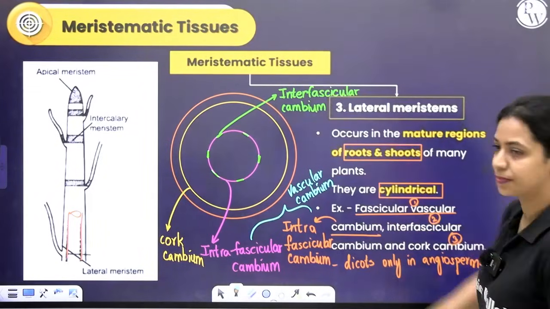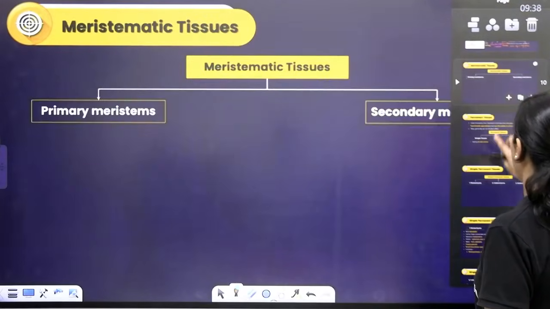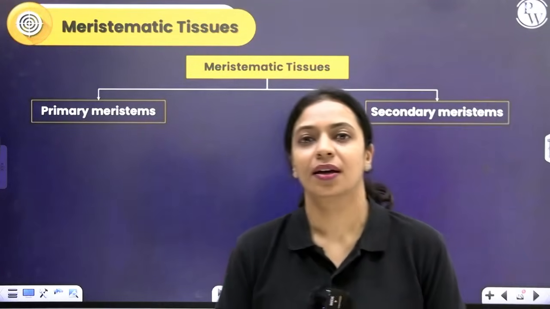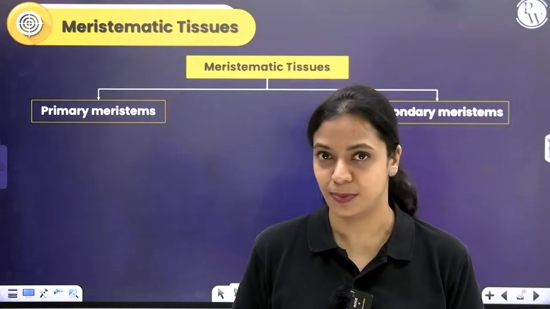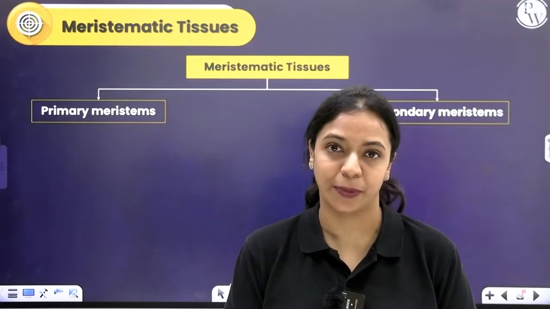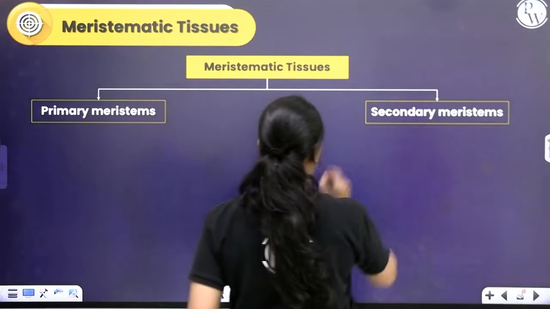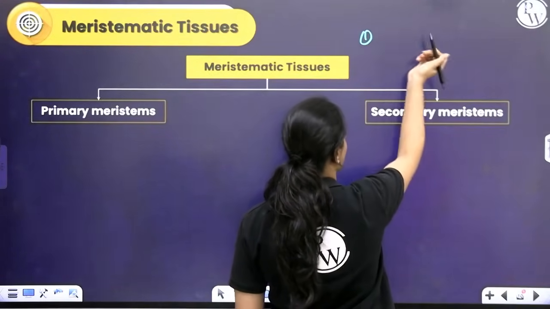Okay, now I told you there's another way of classifying meristematic tissue. It is based on what kind of growth it contributes to, one thing. Secondly, when was this meristem formed? Okay, these two things are the criteria here. What are the two criteria here? What kind of growth does it contribute to?